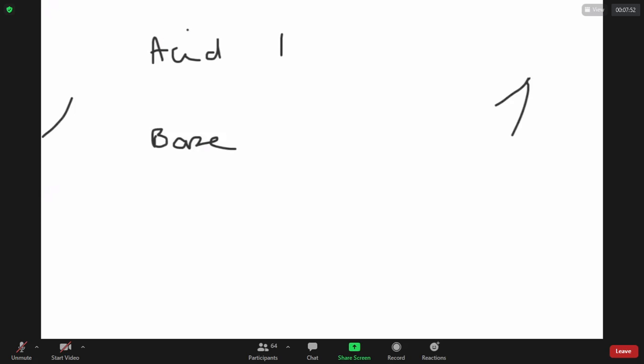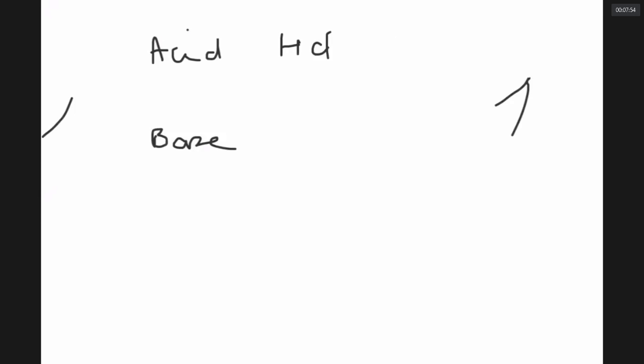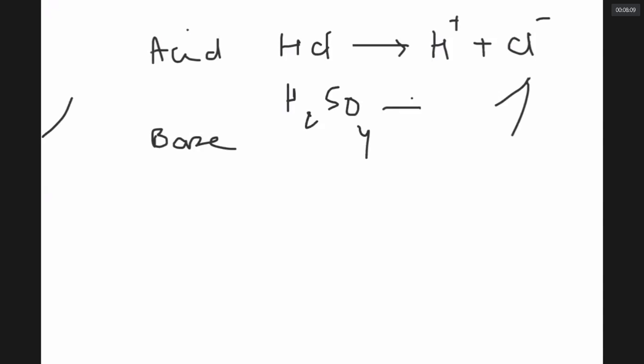An acid is a substance that gives H plus and Cl minus. Let us take another acid, sulfuric acid. Sulfuric acid is also an acid that gives H plus and HSO4 minus. Anybody who can give H plus can be called as an acid. Proton donor is an acid.